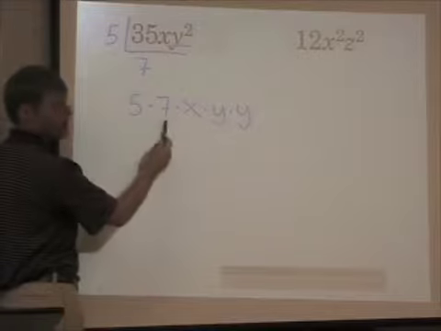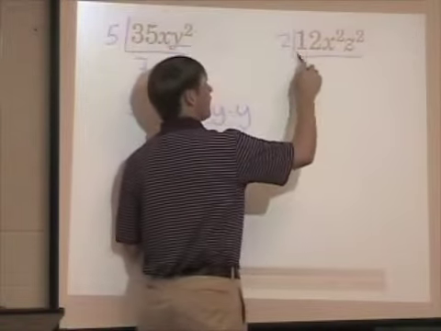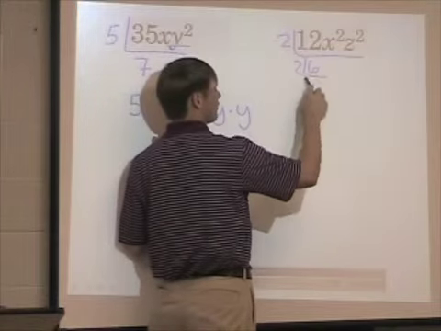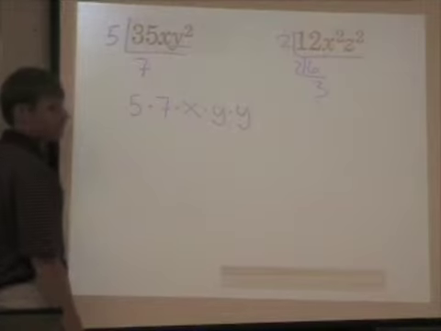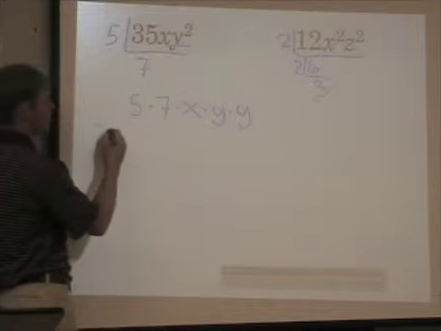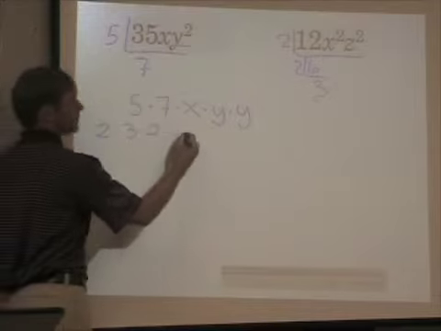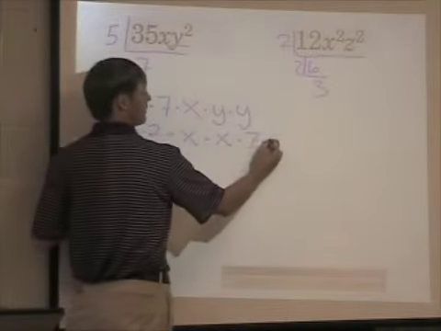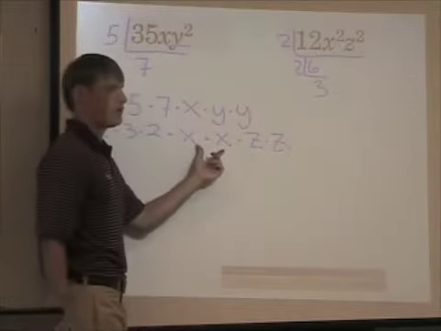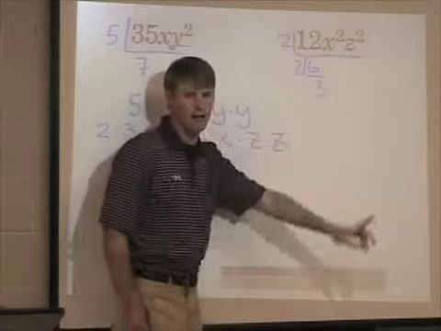Both these numbers are prime. That's why I don't reduce them anymore. 12 goes to 2 times 6, and 6 is 2 times 3. So my prime factorization of 12x squared z squared is going to be 2 times 3 times 2 times x times x times z times z. Now the reason I have 2 x's is because it's x squared. And the reason I have 2 z's is because it's z squared.